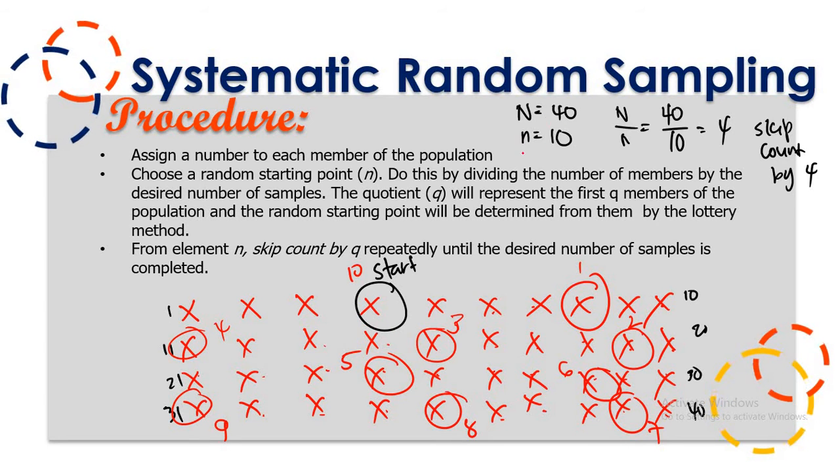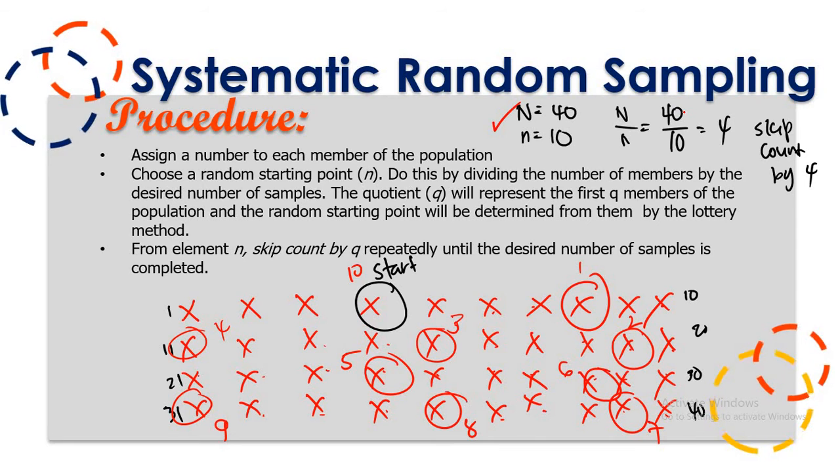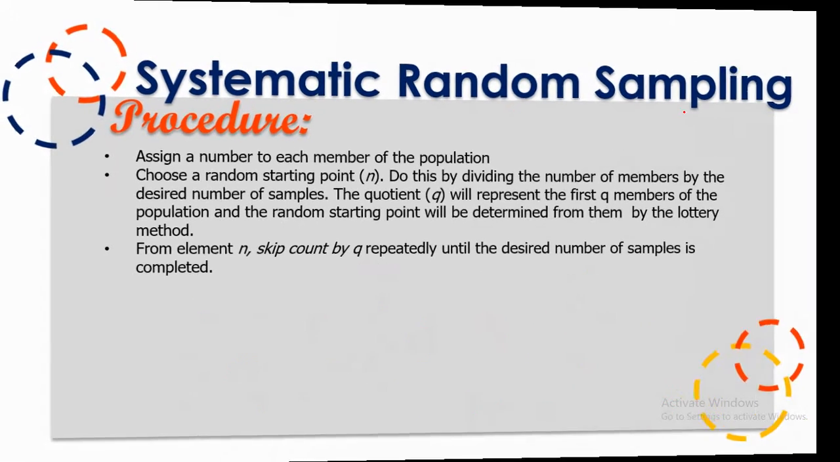So we need to get 10, and we were able to get 10 already using the systematic random sampling. Your takeaway here is how many are you going to skip count? That is simply by getting the quotient of the population and sample size.